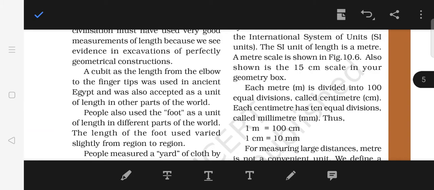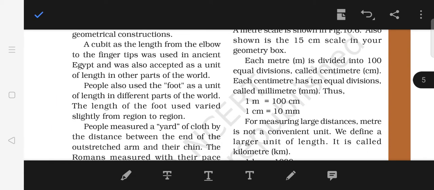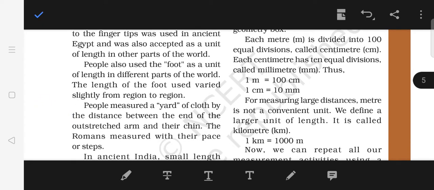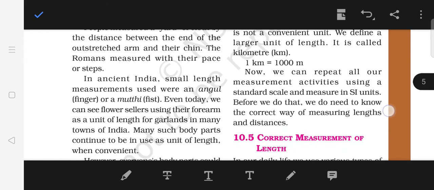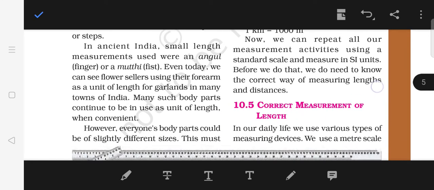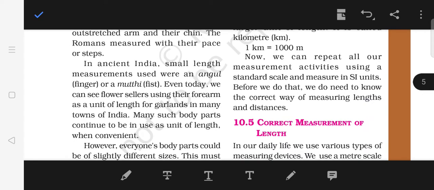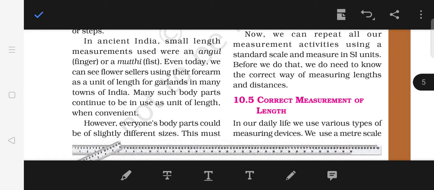A cubit, the length from the elbow to the fingertip, was used in ancient Egypt and was also accepted as a unit of length in other parts of the world. People were also using their foot as a unit of length in different parts. People also measured a yard of cloth by the distance between the end of the outstretched arm and their chin. Romans were doing measurement with paces or steps. In ancient India, small lengths were measured by finger or a muthi.